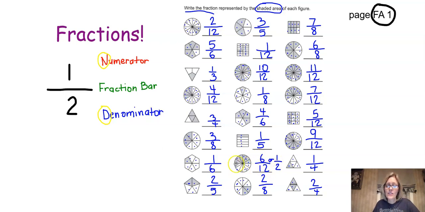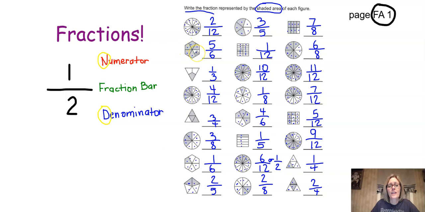6/12, and I wanted you to notice, look, just half of that is filled in. So I put or 1/2. So 6/12 and 1/2 equal the same thing. 1/4 for this triangle, then 2/5, 2/8, and 2/4.